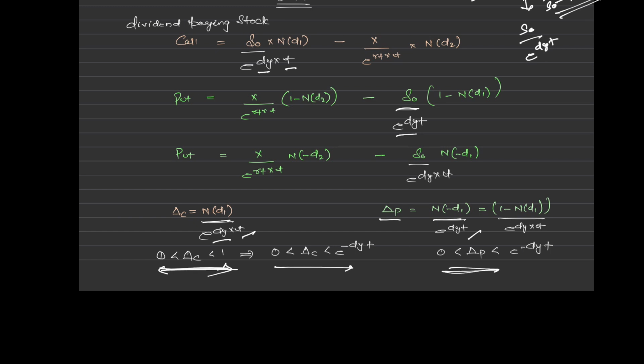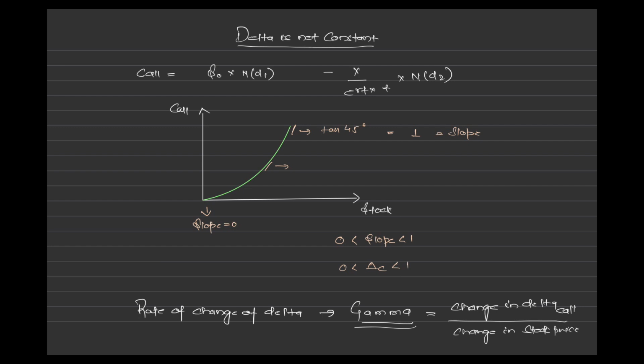Okay, now this is important. Now understand, the delta is not constant. We already discussed that delta value varies between 0 to 1. If it is out of the money, it is near to 0. If it is at the money, it is 0.5. If it is in the money, it is near to 1. Right? We discussed this. So delta of call is not going to be constant. It is changing. Similarly, the delta of put is also not constant. It is also varying between 0 to minus 1.